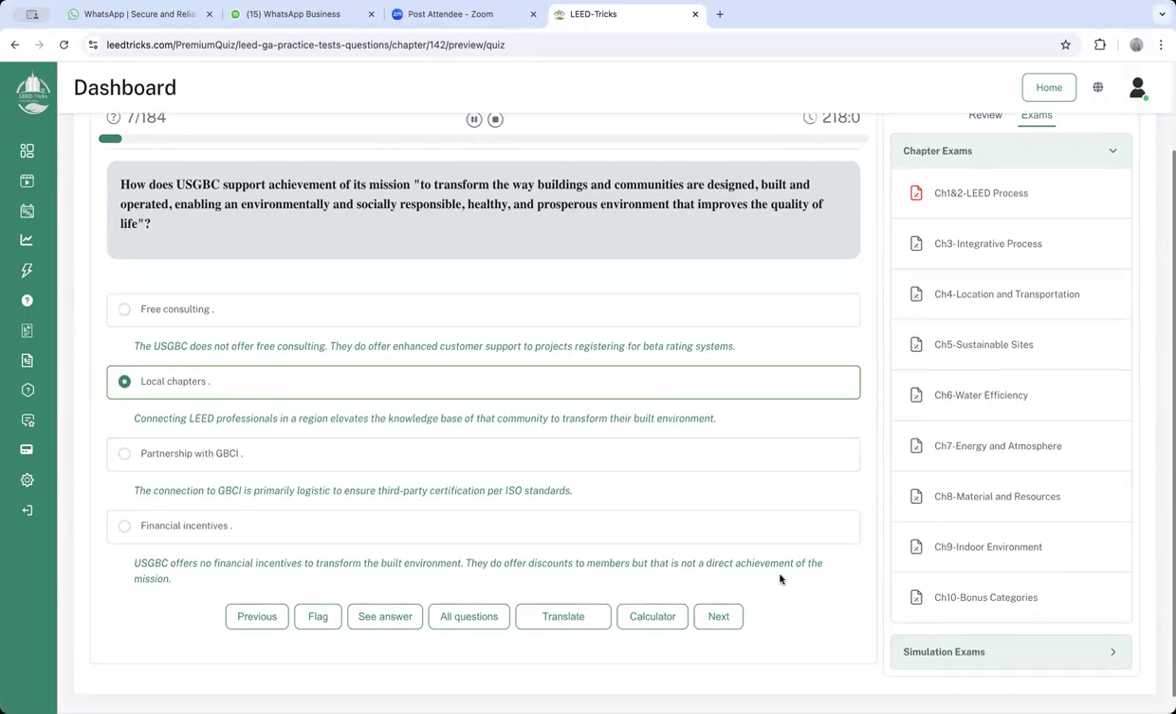We call it a local chapter, like a company that has a branch, but it's not really a branch. It's a group of people that support the mission of the organization.